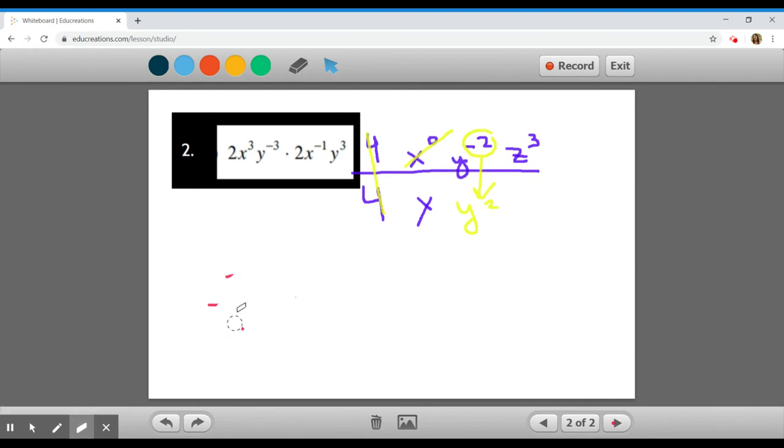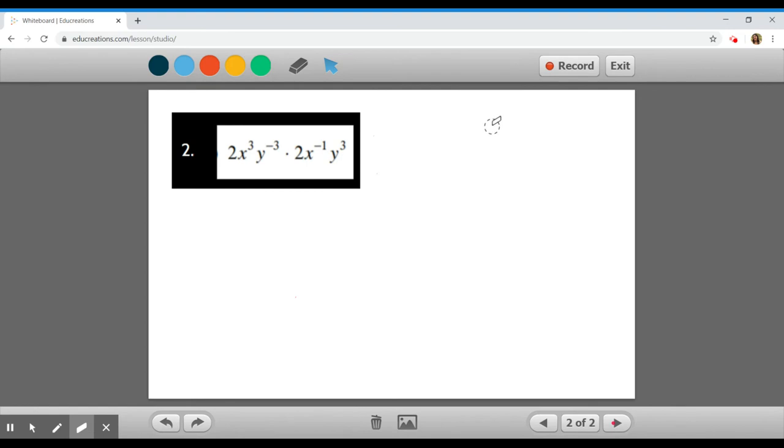For this problem, I'll just erase quick. Okay, for this one, we're going to do something similar where we rearrange to get coefficients and then x and then y. So starting with coefficients, I have 2 and I'll multiply with 2. For my x values, I have times x to the 3rd times x to the negative 1st. And then my y values next, I'm multiplying with y to the negative 3rd and y to the 3rd.